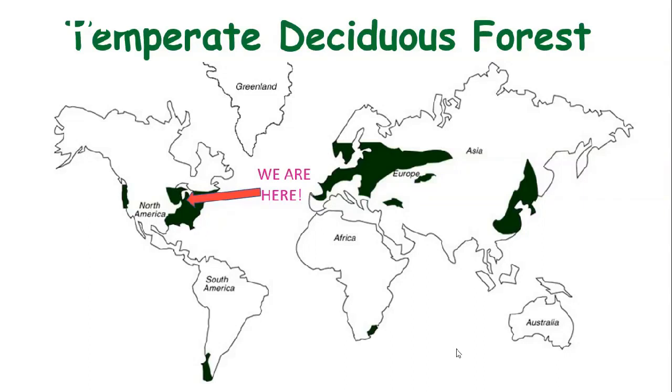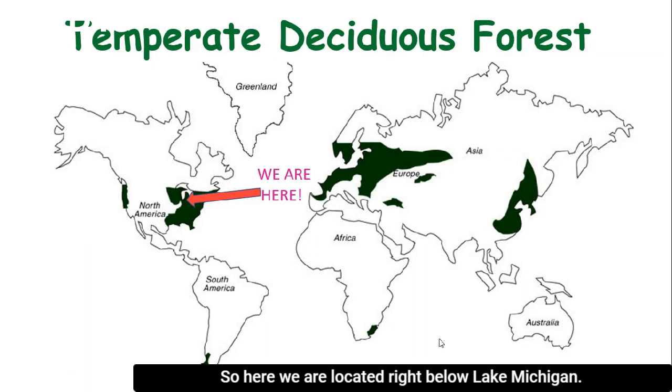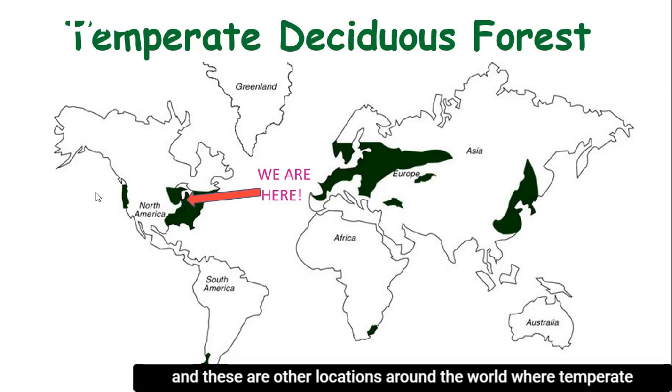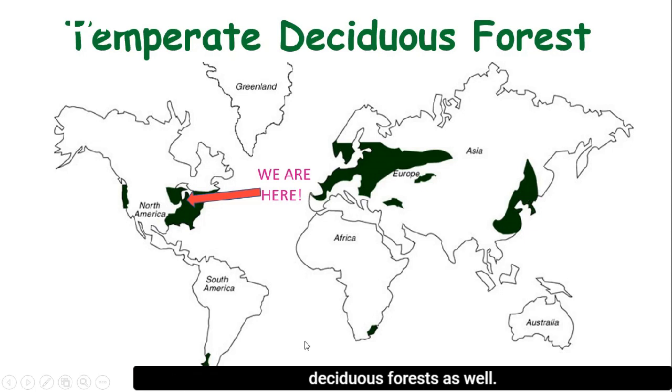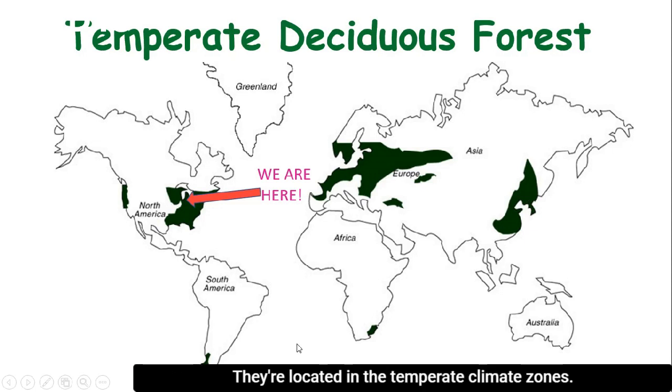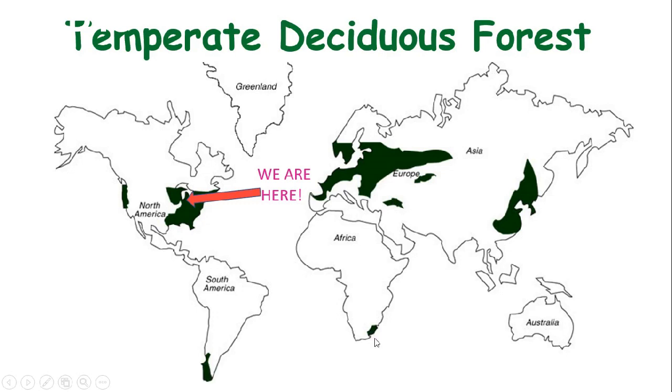This biome that we're going to look at is temperate deciduous forests. Here we are, located right below Lake Michigan, so we actually have temperate deciduous forests in our area. These are other locations around the world where temperate deciduous forests are. Again, they're located in the temperate climate zones, so we have some in the eastern parts of the US, parts of Europe, Asia, South America, and a little blip in South Africa.